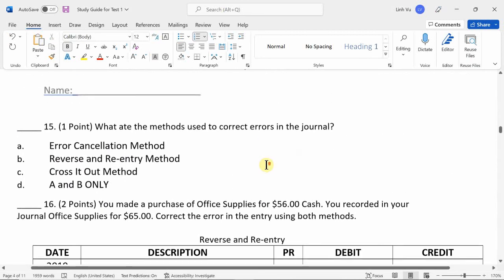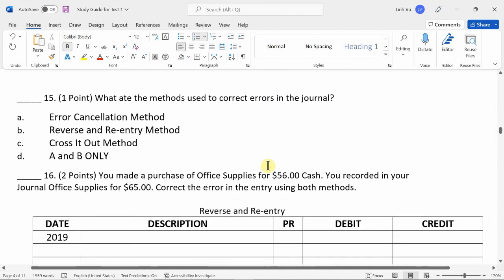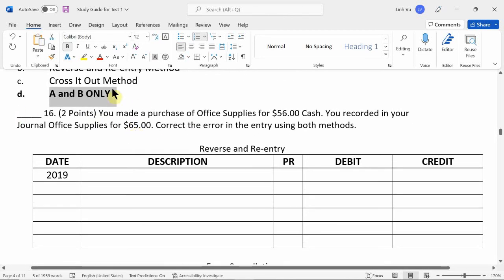All right. So debits equal credits is true when you're journalizing, right? Every action has an equal and opposite reaction. So remember, little applied science in here. Number 15. What are the methods to use to correct errors in the journal? D, A and B only, right? You got the error cancellation method and you got the reverse and reentry. I never taught you a cross it out method. Okay, that would be nice if you could just cross it out.